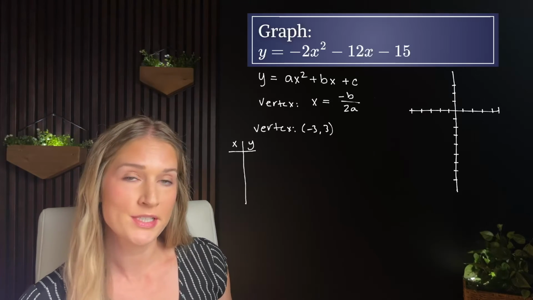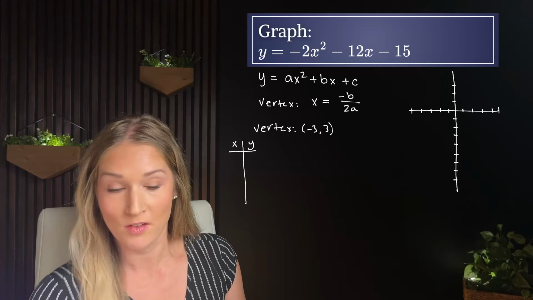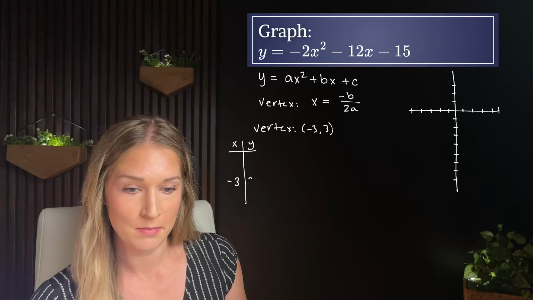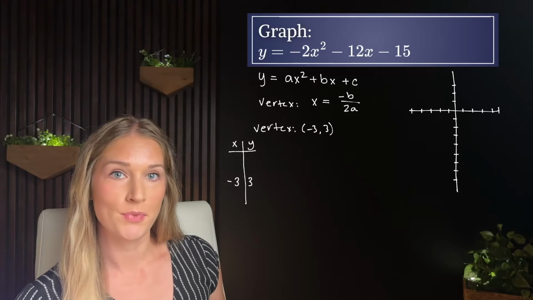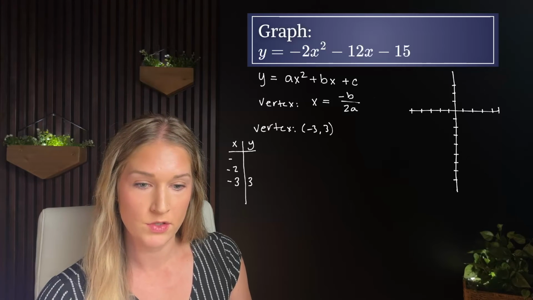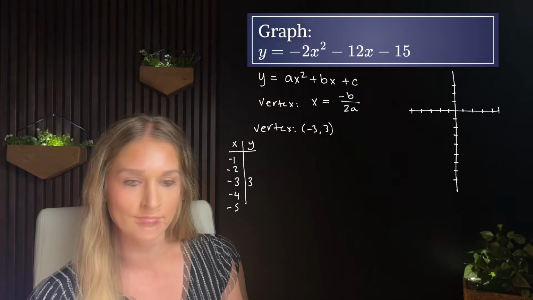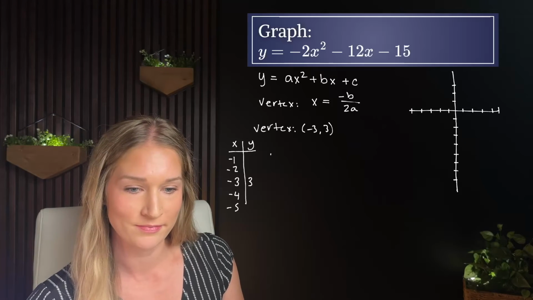Okay, so I have my coordinate plane ready to go and my table. Since I know that my vertex is in the middle of my graph, I'm going to put it in the middle of my table, and then I'll pick 2 numbers higher and 2 numbers lower. So I will go to the right and do -2 and -1, and then to the left, I'll do -4 and -5. I'll start by plugging in a -1.